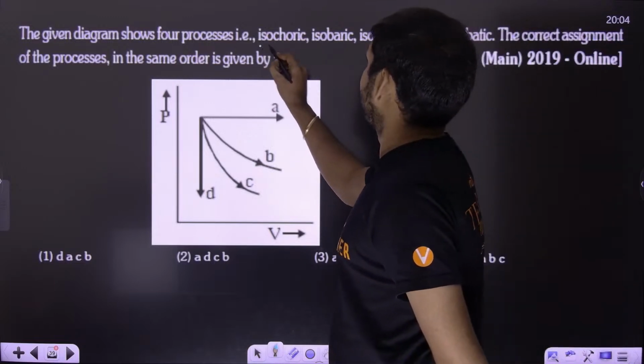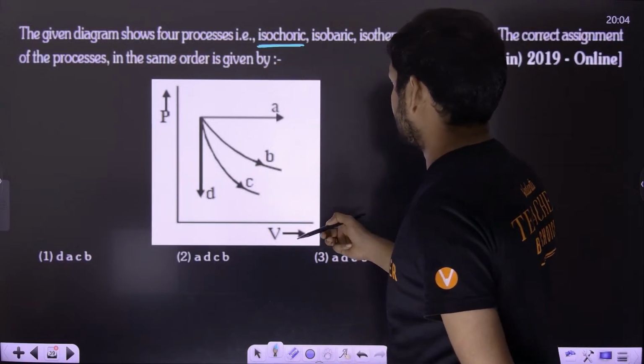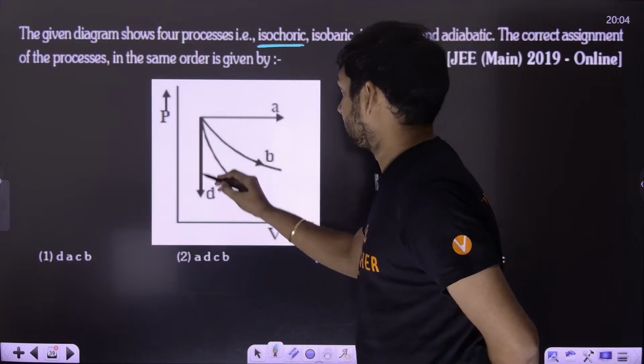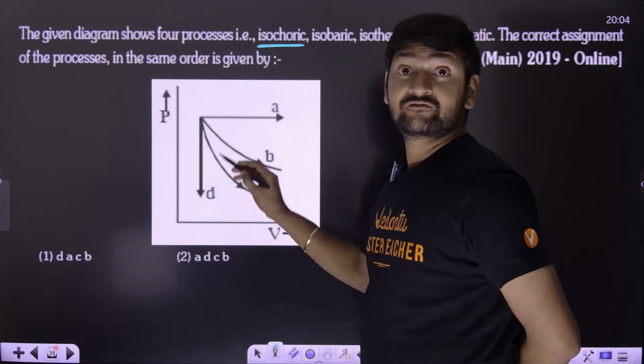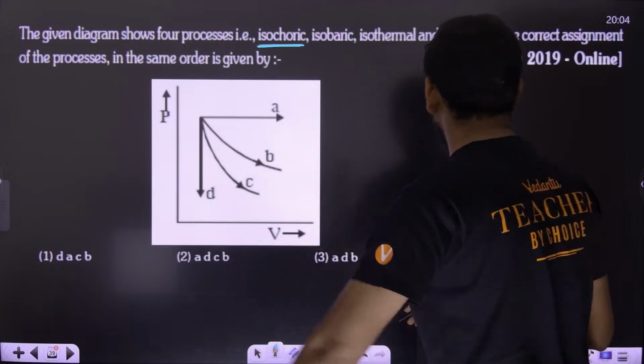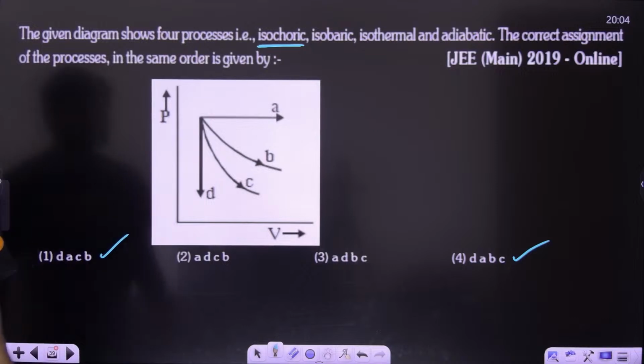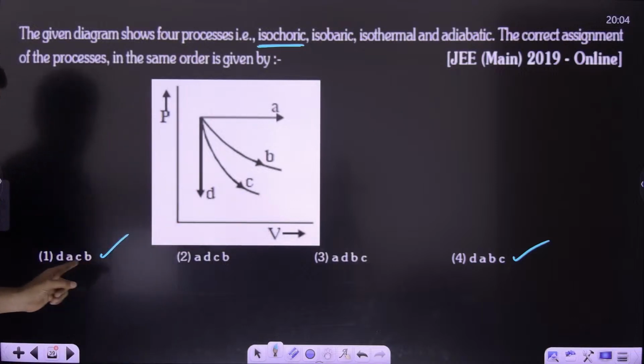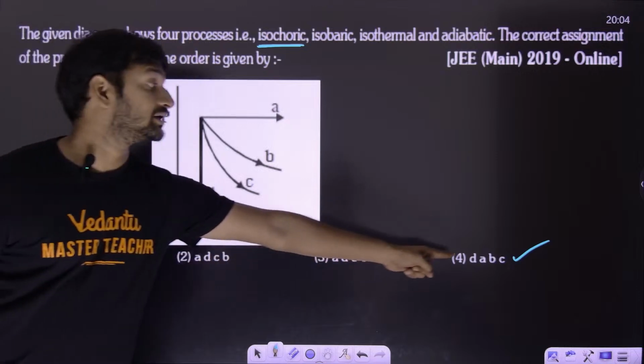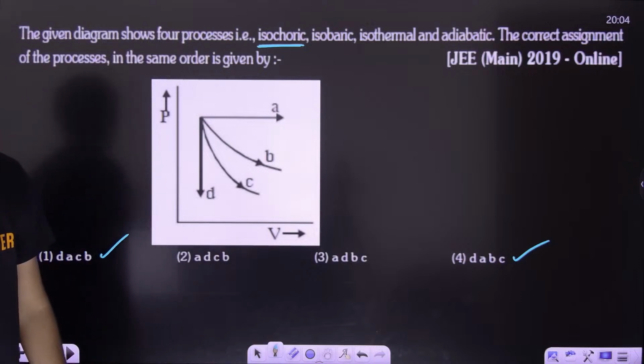So first one should be isochoric. Isochoric means volume should be constant. That means first should be D. How many options have D as starting? We have this as D starting, we have this as D starting. And then if you look at DA, now let us talk about the third one. Because here the third one is C, here the third one is B. Let us talk about that.